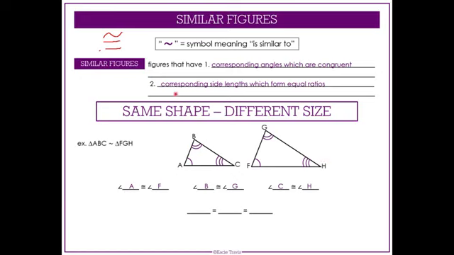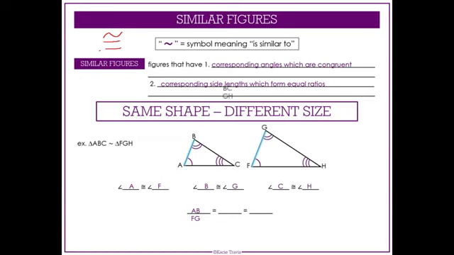What about our second one? We got corresponding side lengths which form equal ratios. Below this, we got one, two, three fractions that we're going to make. Each of these fractions is going to be equal at the end. So let's go through and check. We set up our fractions with the sides that match up. We got AB and FG. Those two match up, so they're going to be in a ratio together.